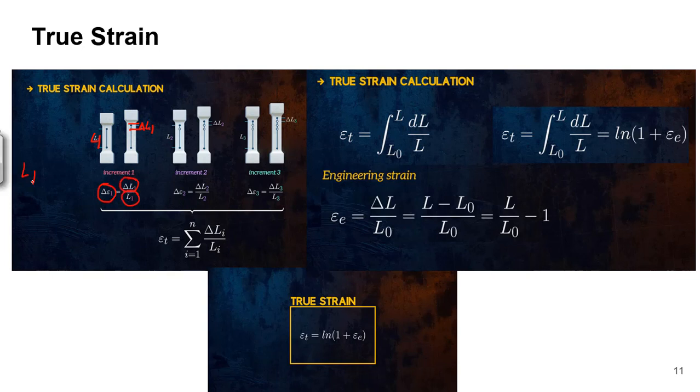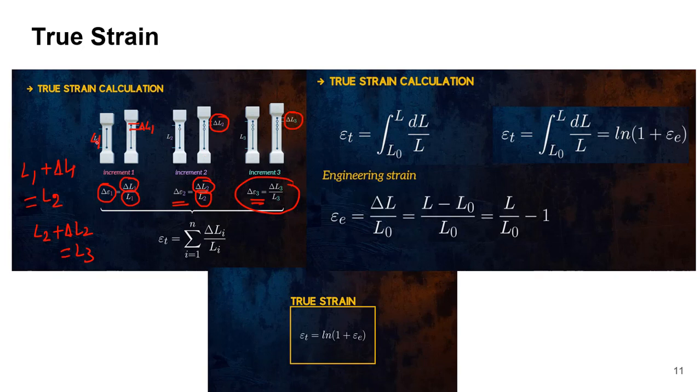Now let us consider this L1 plus this delta L1. This quantity is say L2. Now from L2, let us consider again delta L2 deformation takes place. Then what is the strain here? That delta epsilon 2 is basically delta L2 divided by L2. Similarly, if you consider L2 plus delta L2, that is L3, then from L3 if delta L3 takes place, exactly in a similar way delta epsilon 3 is equal to this.